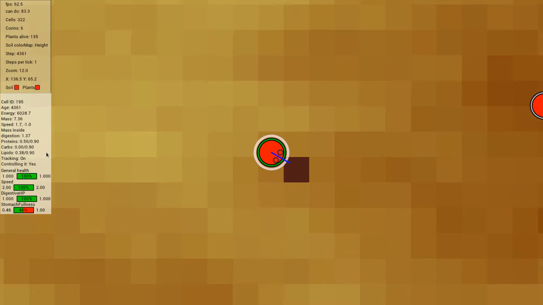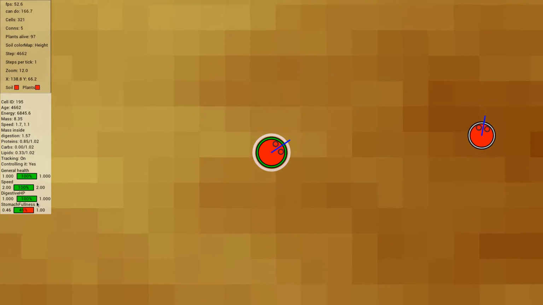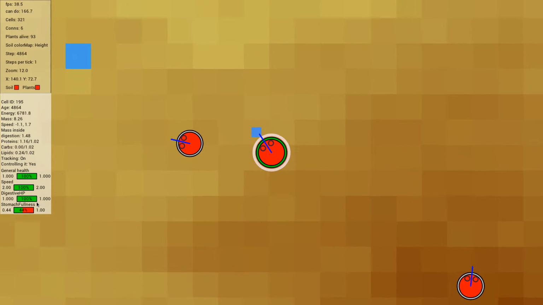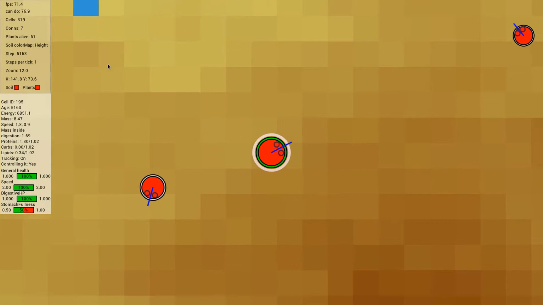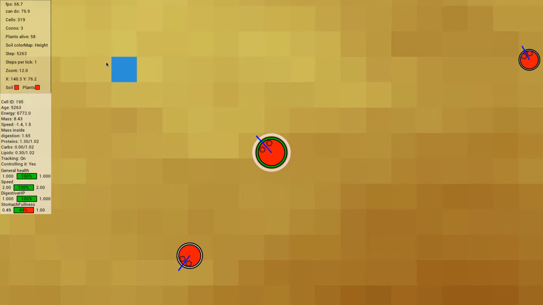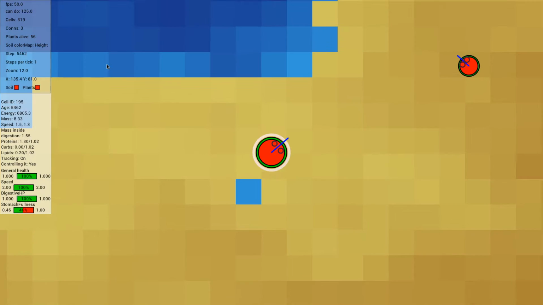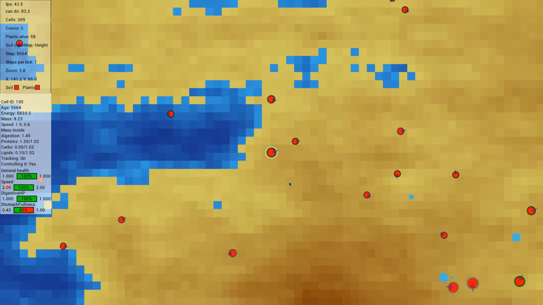On the left you can see that my cell has too much of proteins, and so it suffers a little of damage, but it also regenerates at the same time, so it's zero.